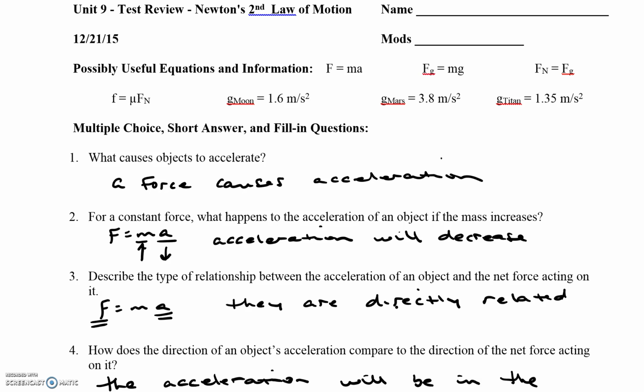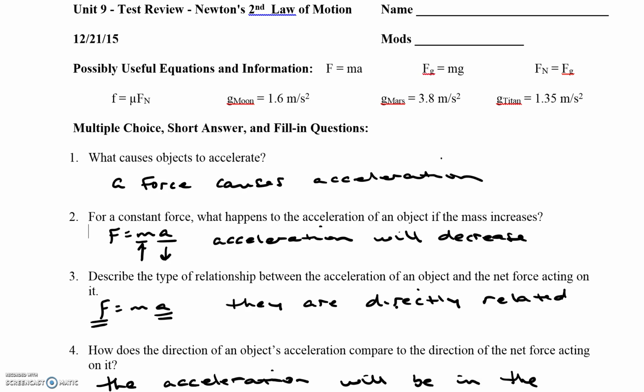We've got Fg equals mg, that means our force due to gravity equals the mass times the acceleration due to gravity. We've got our normal force equals our gravitational force. And again, remember that the gravitational force always acts in the downward direction. The normal force is the same, but in the opposite direction.